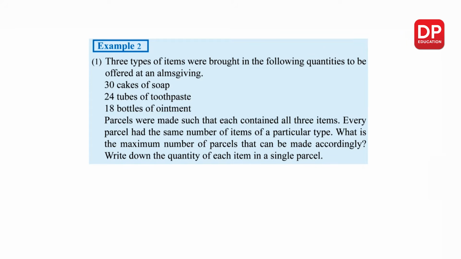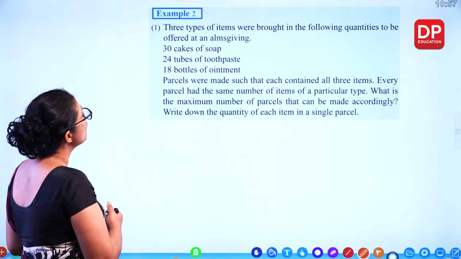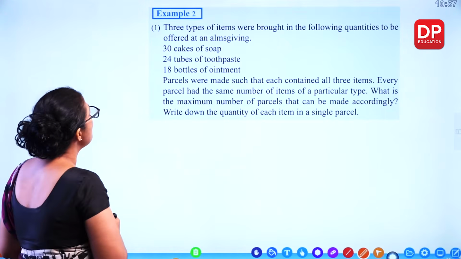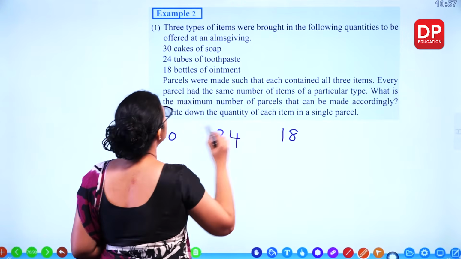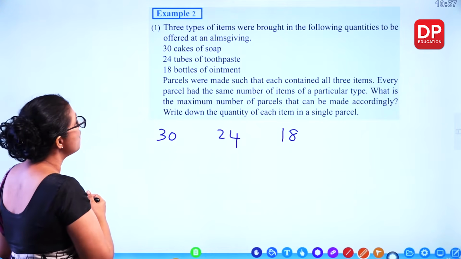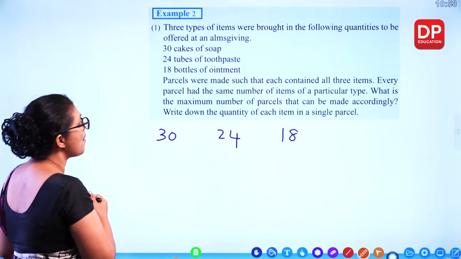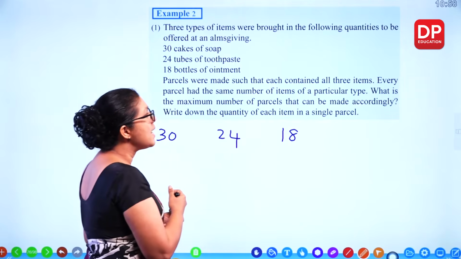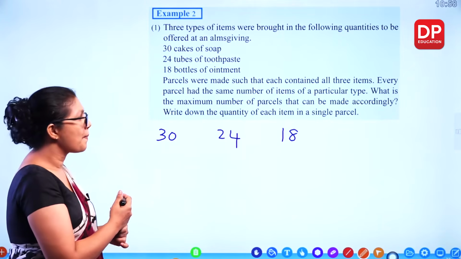Example number 2. 3 types of items were brought in the following quantities to be offered at an almsgiving. 30 cakes of soap, 24 tubes of toothpaste, 18 bottles of ointment. 30, 24 and 18. Parcels were made such that each contained all 3 items. Every parcel had the same number of items of a particular type. What is the maximum number of parcels that can be made accordingly? Write down the quantity of each item in a single parcel.